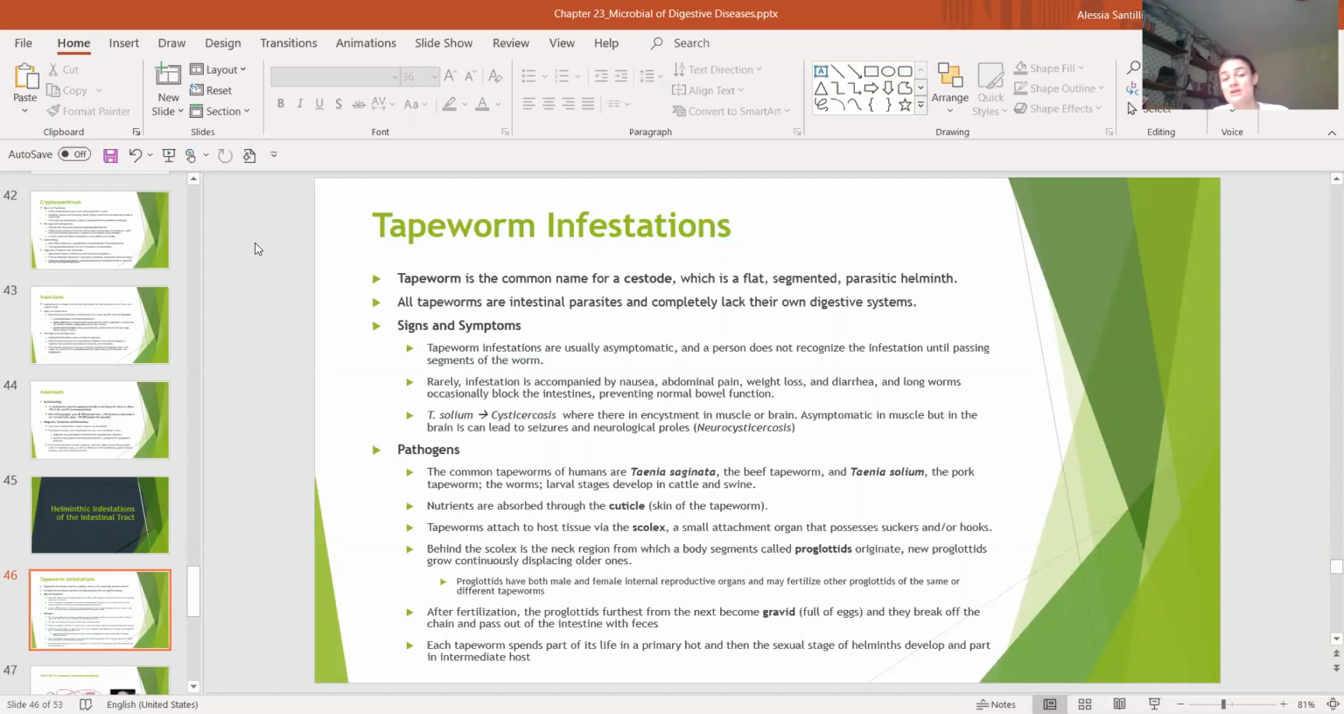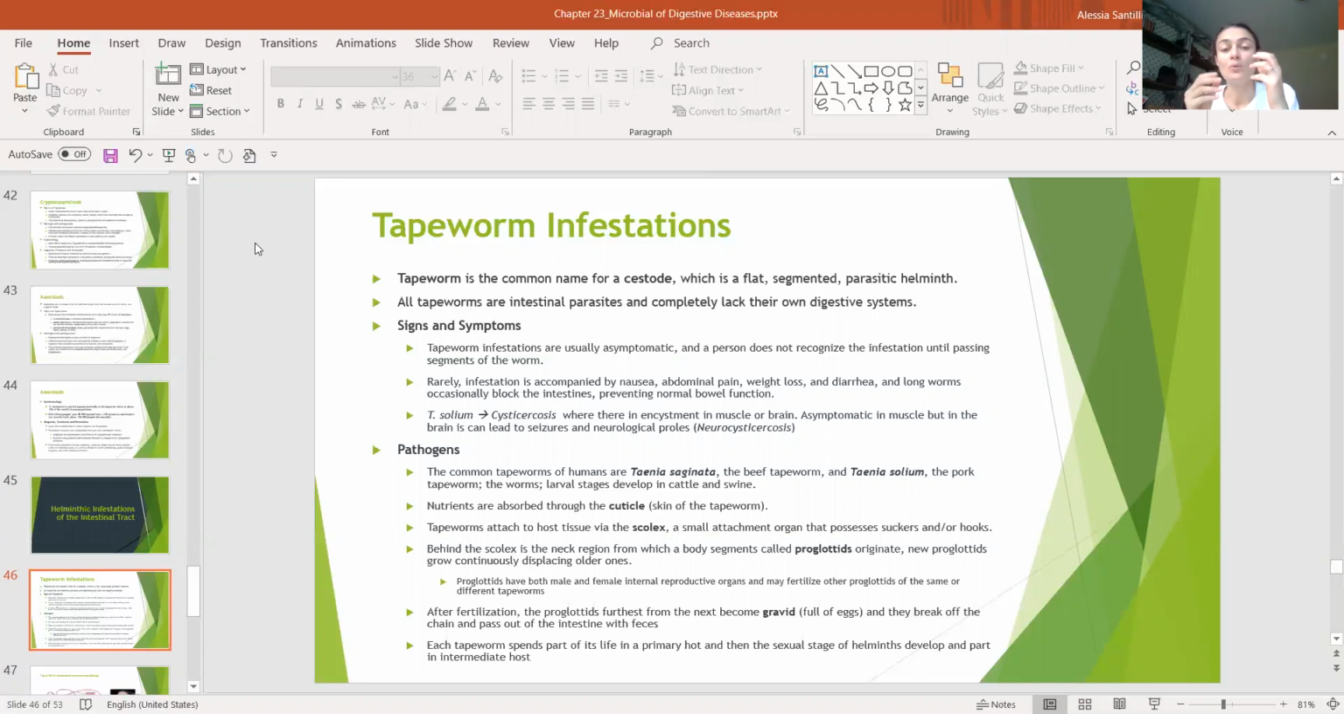So first off, what are tapeworms? They are a cestode, right? So this is basically a worm that is segmented and flat. This segmented and flat worm does not have its own digestive system. It obviously has means of obtaining nutrients and everything, but it doesn't have a mouth or an anus. It doesn't have that kind of system like we do. These are more of a primitive kind of animal.